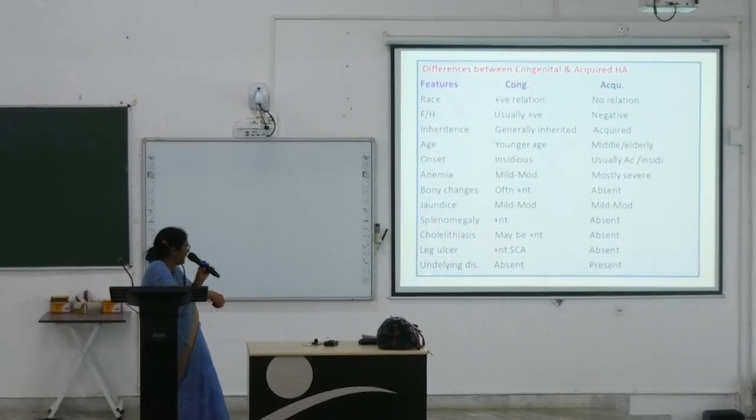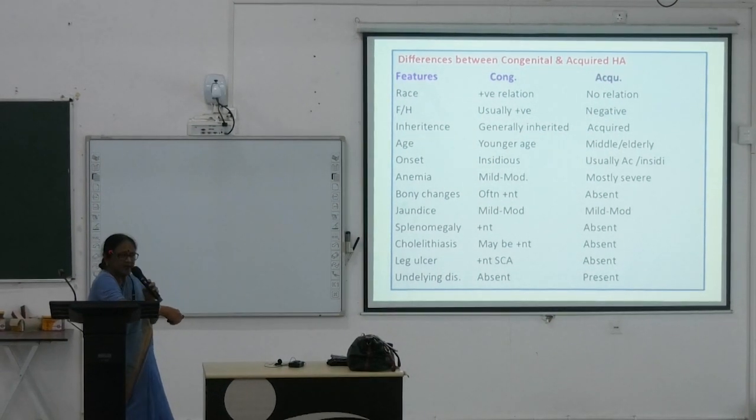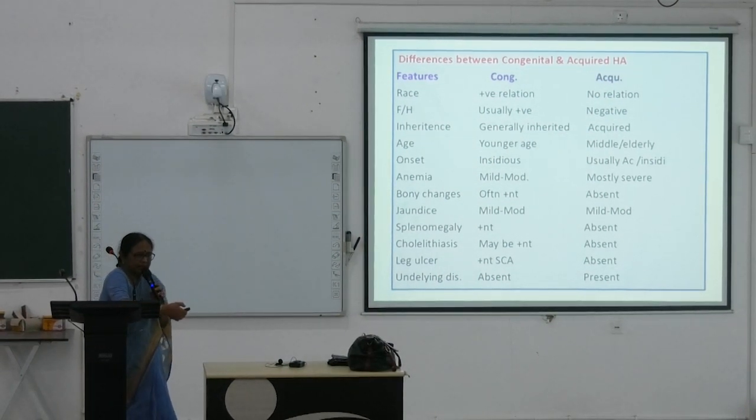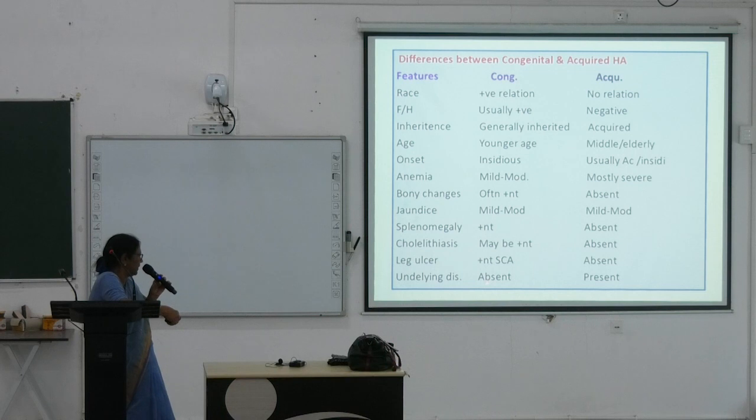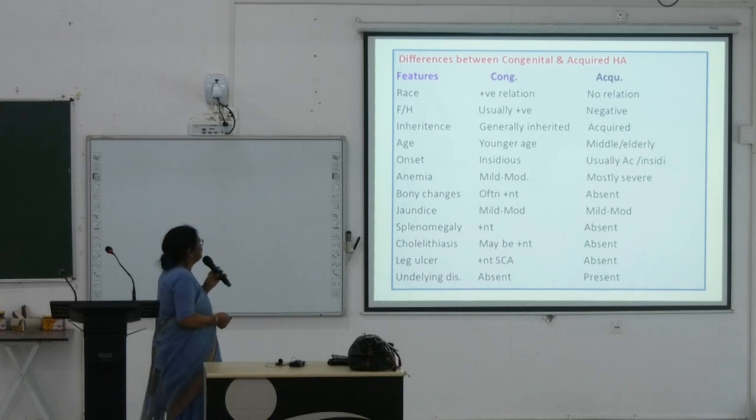Leg ulcer is usually present in sickle cell anemia, which is not present in acquired hemolytic anemia. Underlying disease, this is very important, is usually absent in congenital. It is a genetic disorder, so there is no history of any underlying disease, but in acquired there must be some underlying disease. So these are the main differences between congenital and acquired hemolytic anemias.